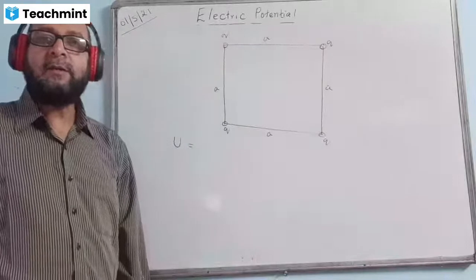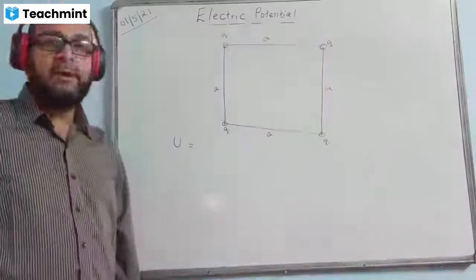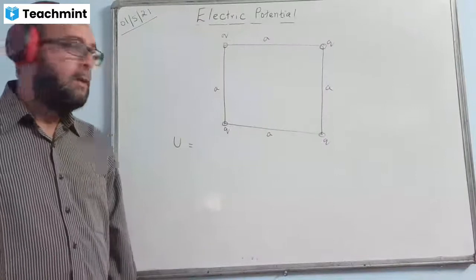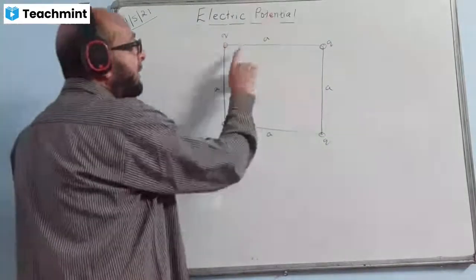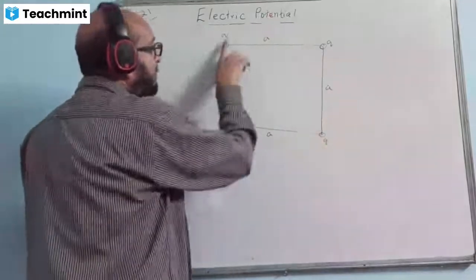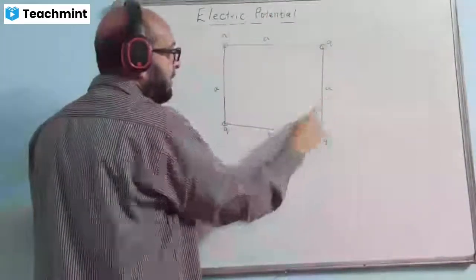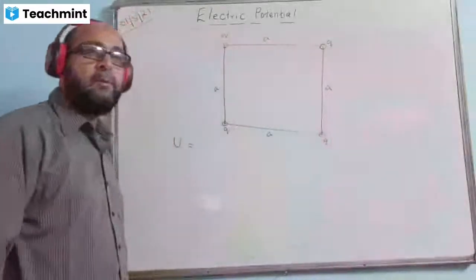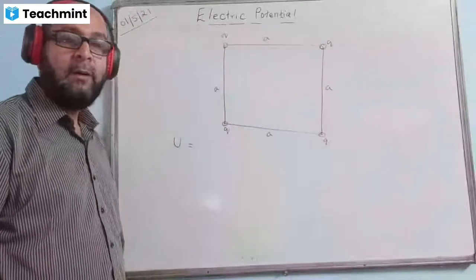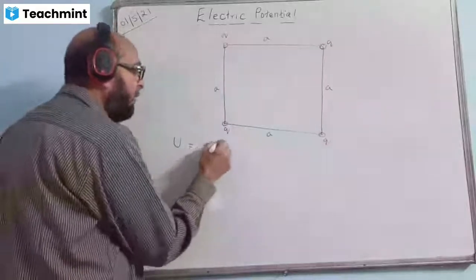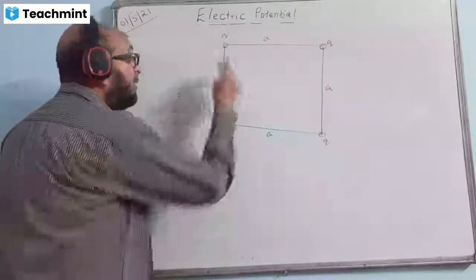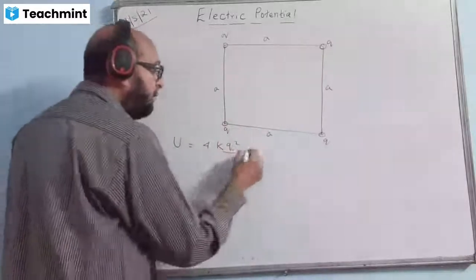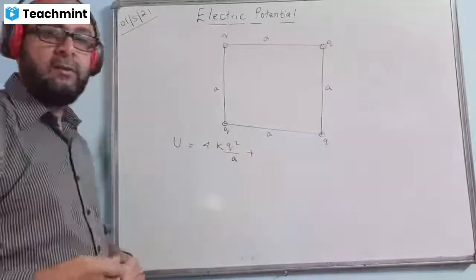Have you understood? You can interact, no problem. There will be 6 potential energies. Diagonals also have to be taken into account. All 4 side-wise potential energies will be equal because the charges are the same and the distance is the same. So I'll write 4 times K Q1 Q2, which becomes K Q square by the distance, which is A. So 4 K Q square by A, plus now I take the two diagonals.